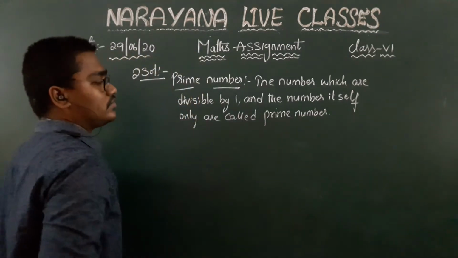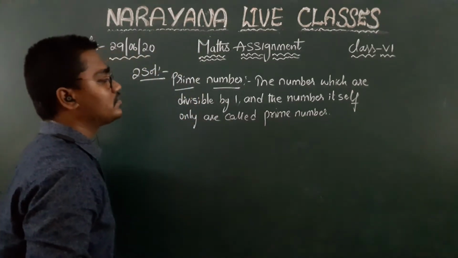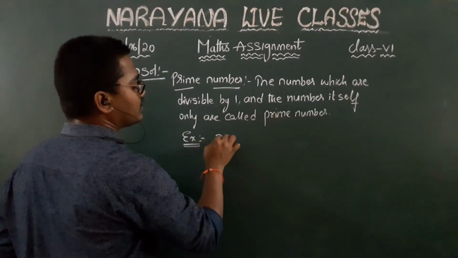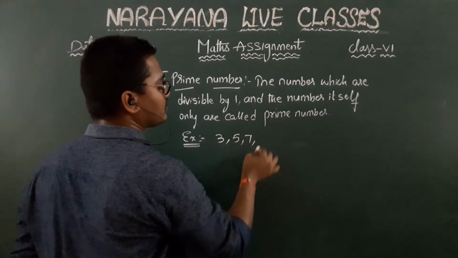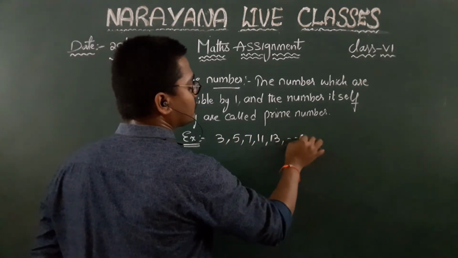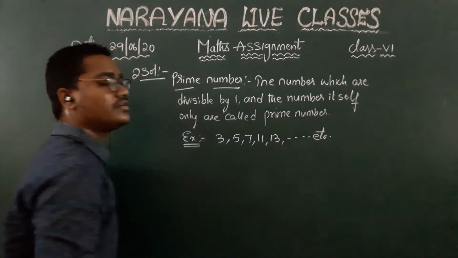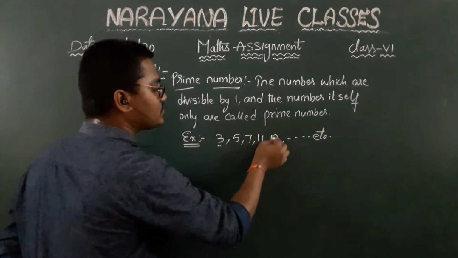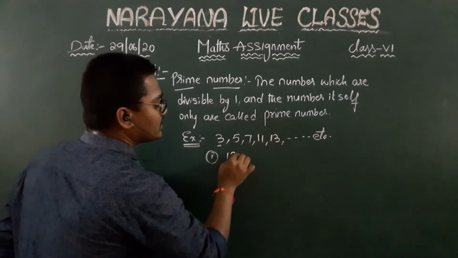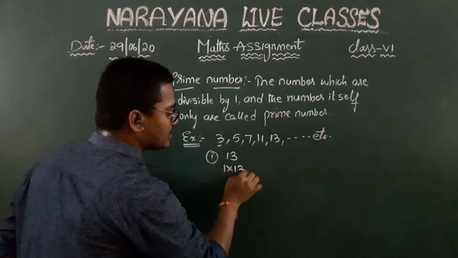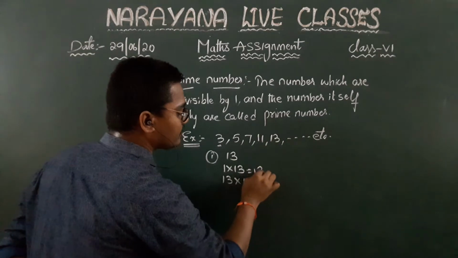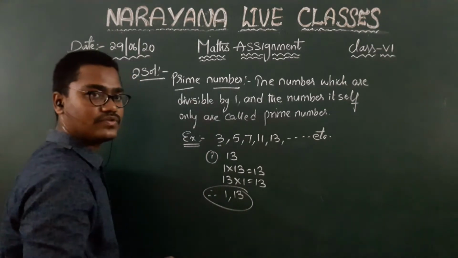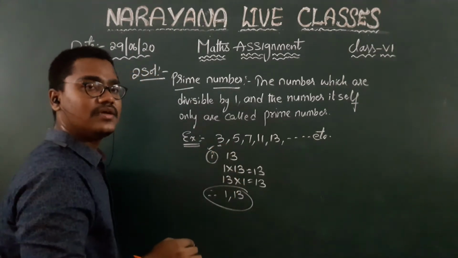Okay. So when you see the definition over here, children, the numbers which are divisible by 1 and the number itself are called prime numbers. So the examples are 3, 5, 7, 11, 13 and so on. All these numbers are only divisible by 1 and the number itself, children. When you take an example of 13, the factors of 13 are 1 13s are 13 and 13 1s are 13. So it is divisible by only 1 and itself. That means we can say that this 13 is called a prime number.